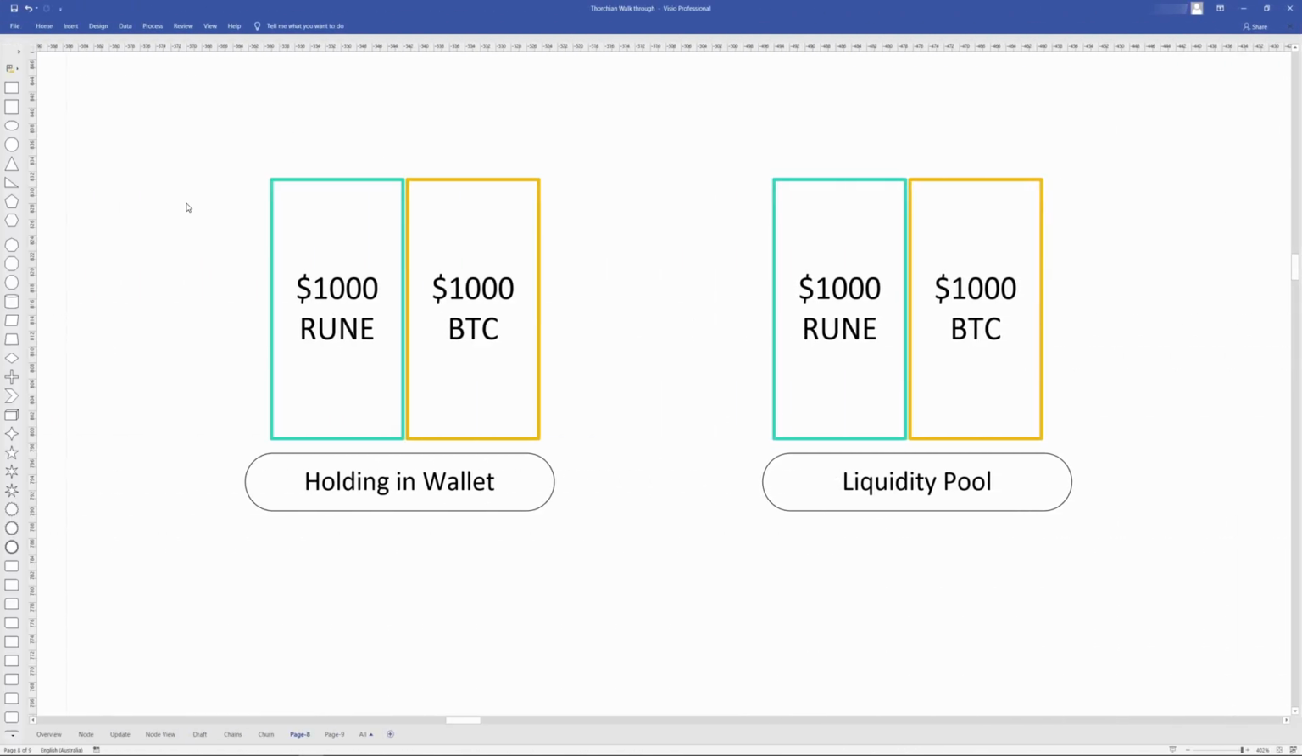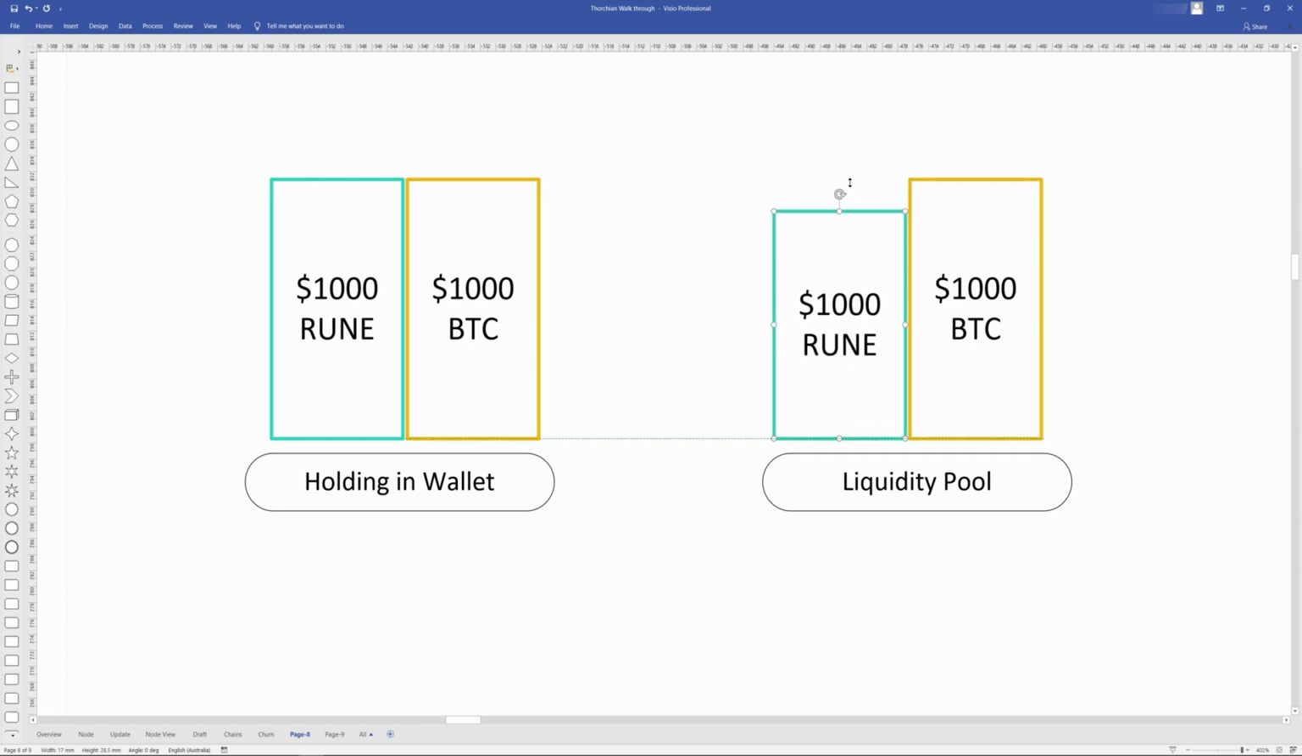We see that here. If we've got $2,000, we can hold it in a wallet, so $1,000 of BTC and $1,000 of Rune, or we can put them inside of a liquidity pool. If you're worse off being a liquidity provider, they call that impermanent loss. And it's called impermanent because the situation is always changing, like every 5 seconds. Large price movements of, say, Rune going up and down will cause imbalances in the pool. The pool is restored back to balance by arbitrageurs. However, they take funds from the pool during the rebalancing process.